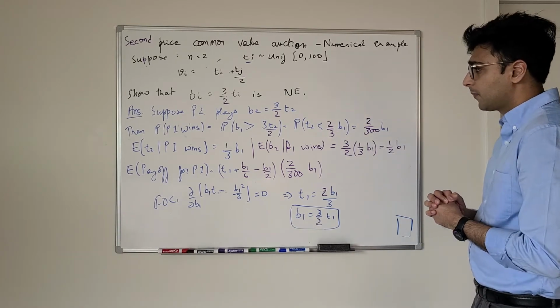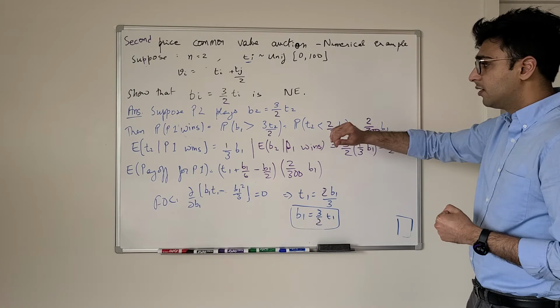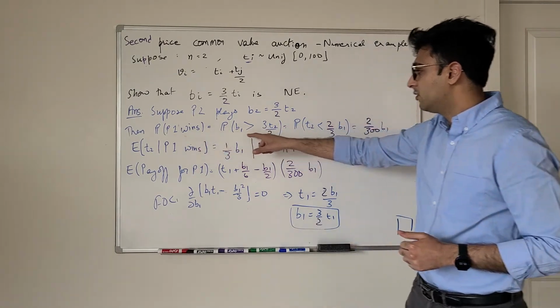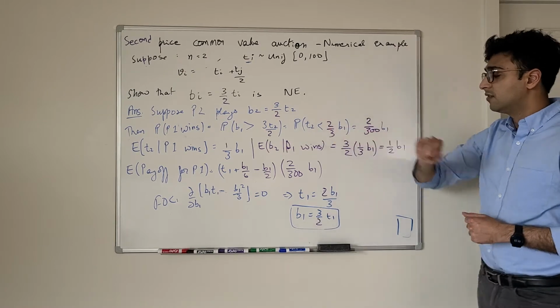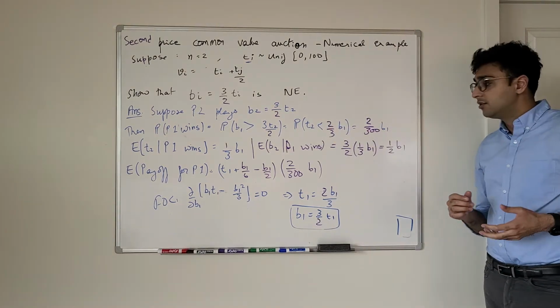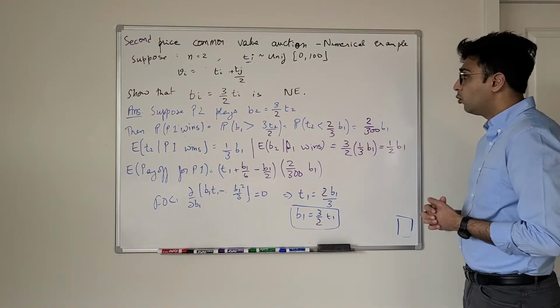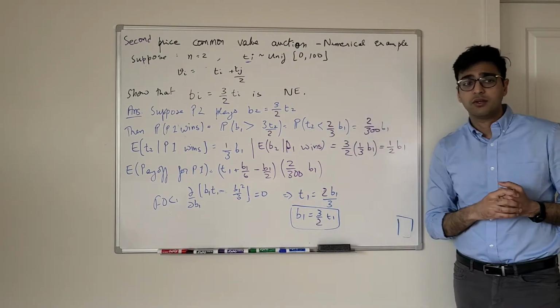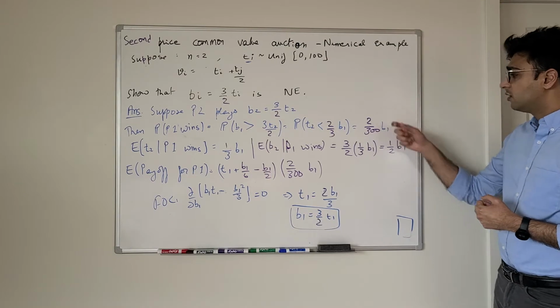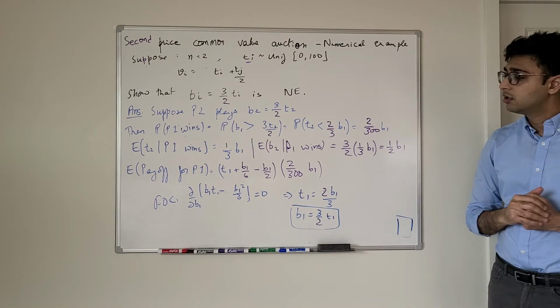Okay. So suppose player 2 plays this, then the likelihood that player 1 wins is equal to the likelihood that B1 is greater than 1.5 times T2, which is the same as the likelihood that T2 is less than 2/3 B1, which, because T2 is generated from a uniform distribution between 0 and 100, equals 2 divided by 300 times B1.